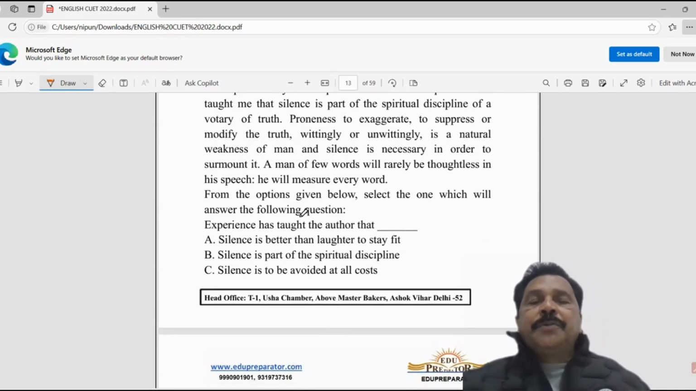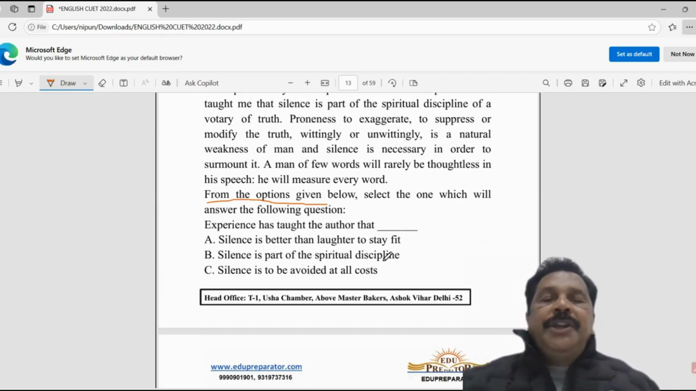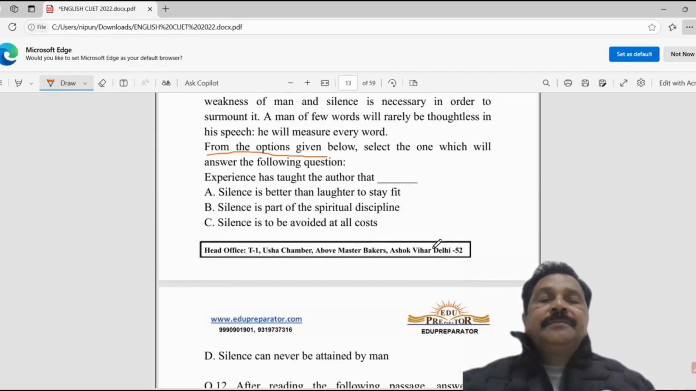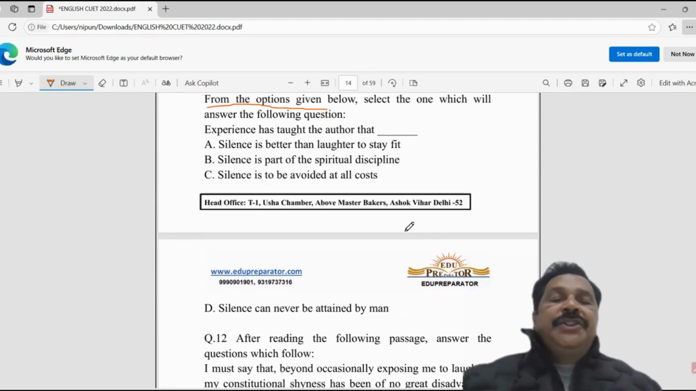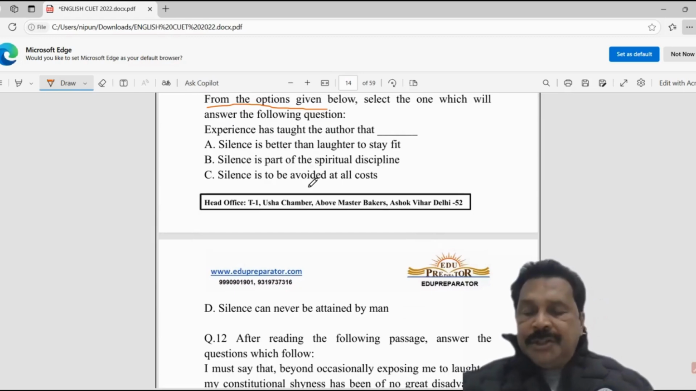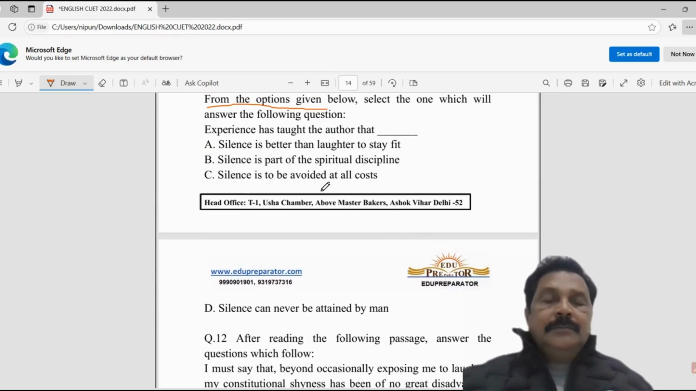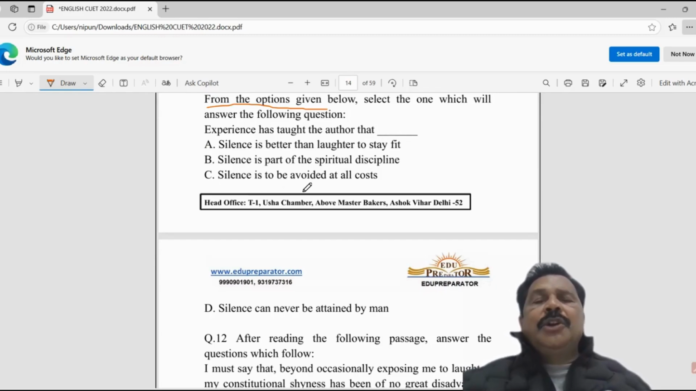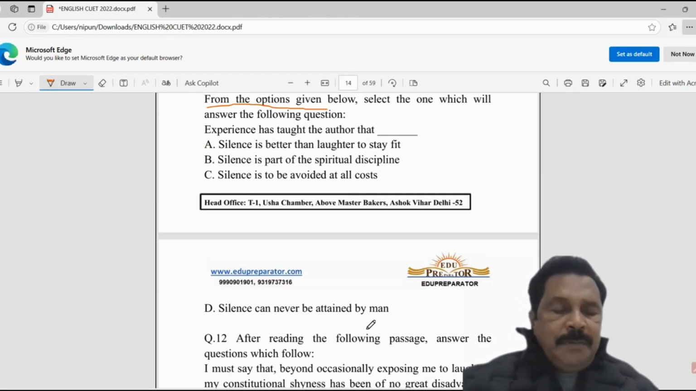Next, from the options given below, select the one which will answer. Have you seen the questions? Answer the following question. What did the experience teach the author? Number 1, silence is better than laughter. Second, silence is part of the spiritual discipline. Third, silence is not avoided at all costs. Silence can never be attained by a man.